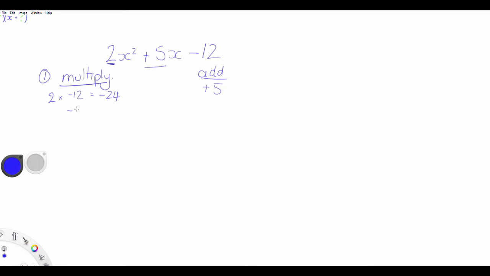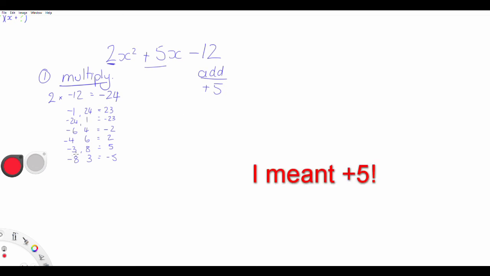So let's think about which numbers times together to give minus 24. We're going to have quite a few of them. Okay, I think that's all of them. So now we can think about what they are when they add. Now, of course, you can do this in your head quickly, we'll just prove the point. So once we've considered what the answers are to all those, which of them add together to give plus 5, and that would be this.